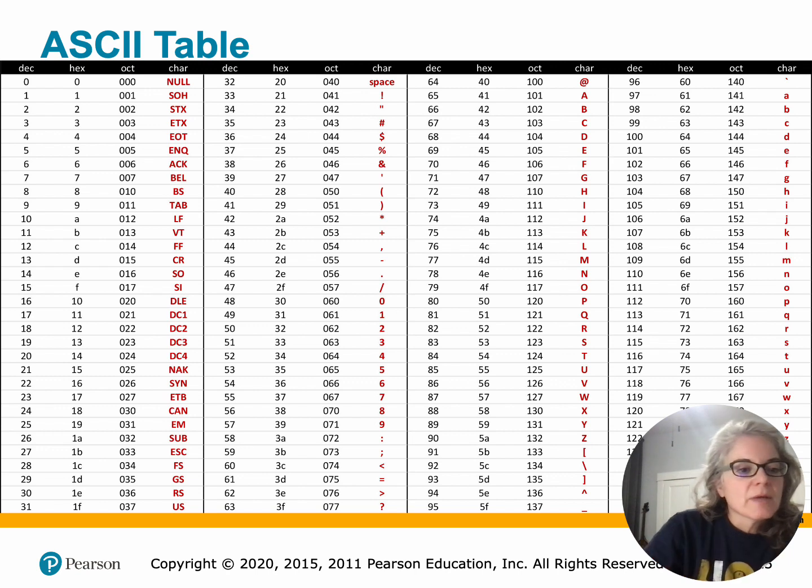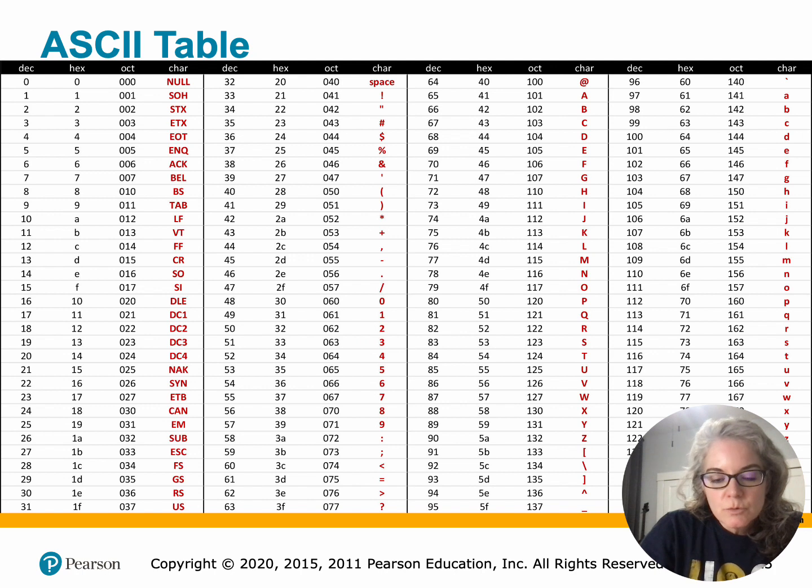So if we look at this ASCII table and we look for the capital A, here's capital A right here. Capital A, in decimal format, is 65. So the capital A is mapped to the decimal 65, then we can take that 65 and convert it to binary. And so that's how characters are stored as binary.